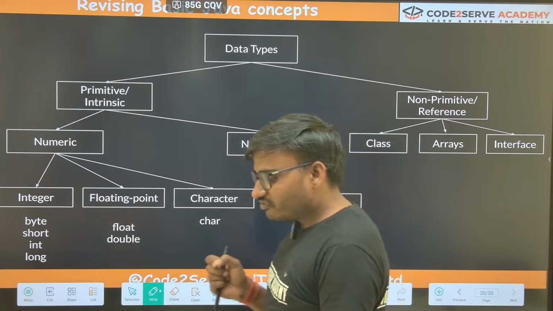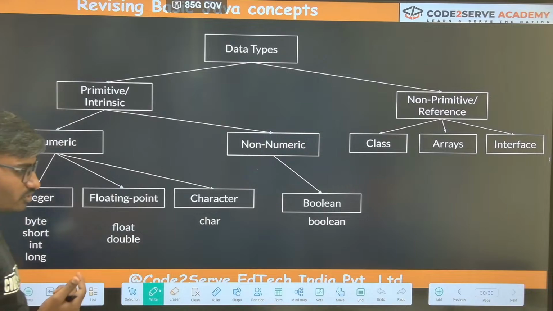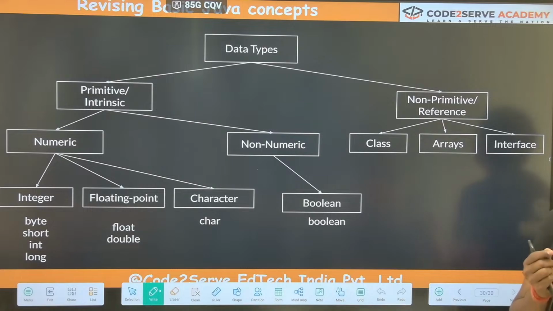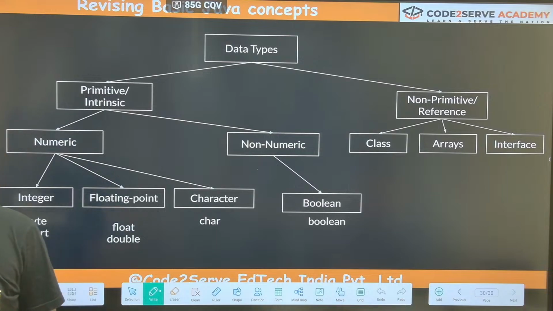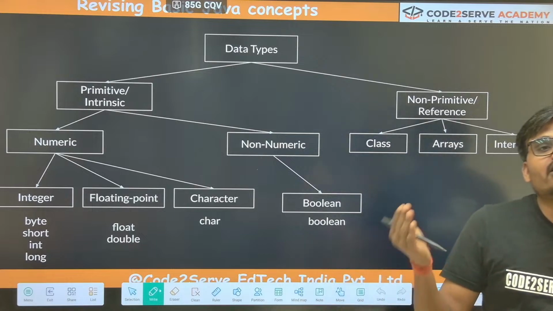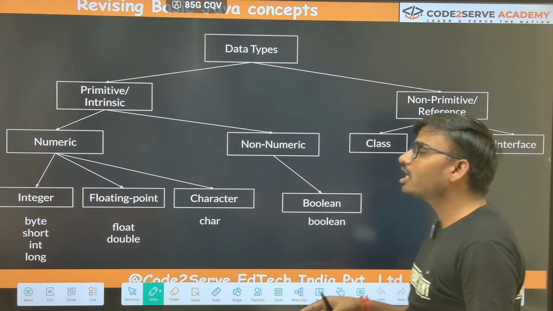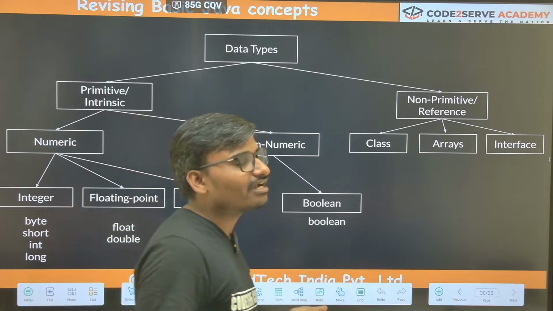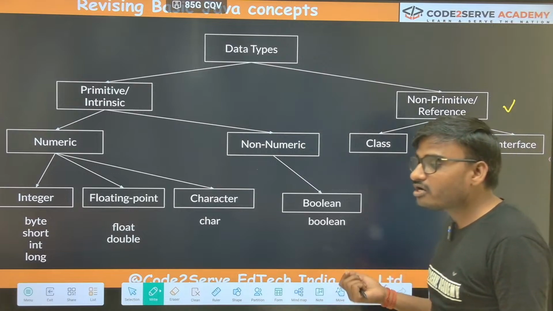This is very important and you have to remember this. Data types. As I already told you, a data type is a type of container. What you have to remember is that a data type is a type of container which can store different types of values based on the container that we are using. We can store different types of values with the different types of containers that we have. In Java, basically there are two types of data types. One is primitive or intrinsic, and the second is non-primitive or reference data type.